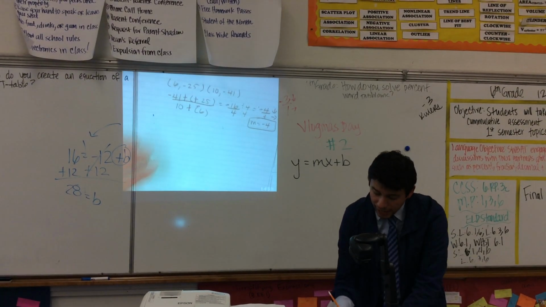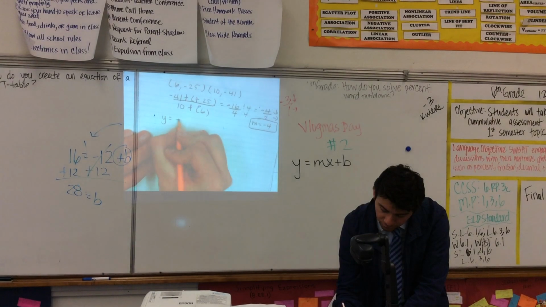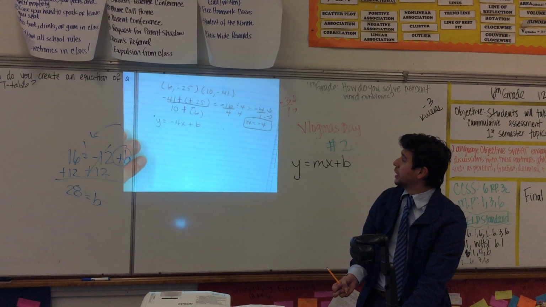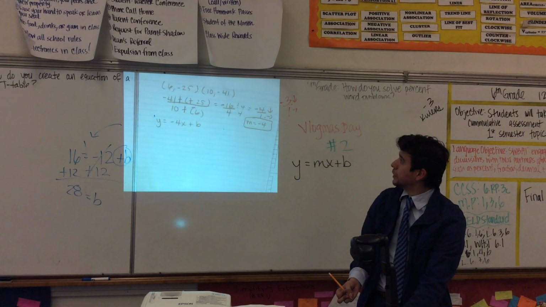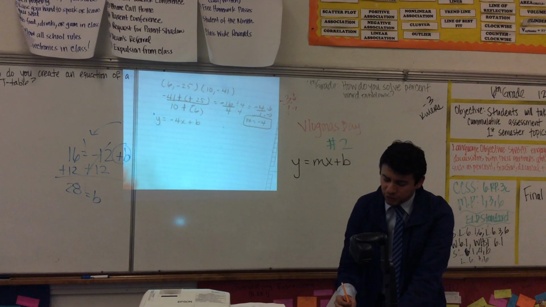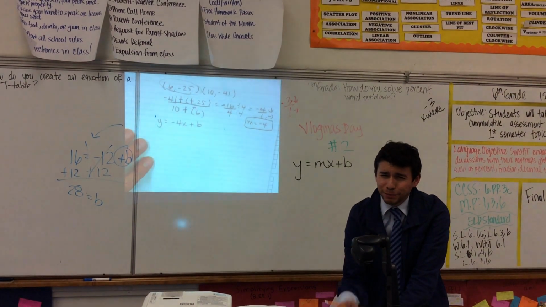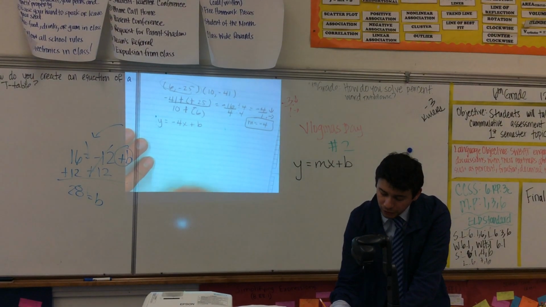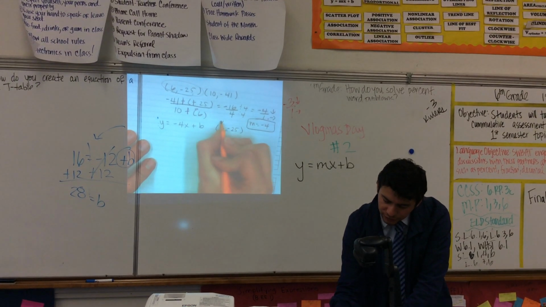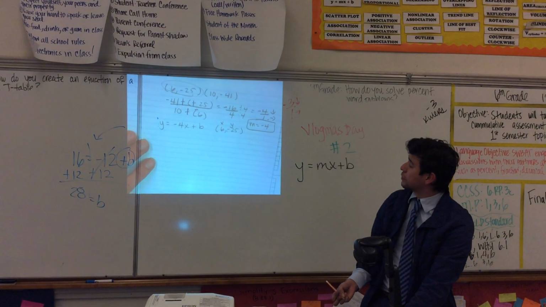Okay, so now I have y equals negative 4x plus b. We're almost there. So let me pick, I'm going to be adventurous. Nah, I'm not adventurous. I'm tired of being adventurous. I'm going to pick the first one. Notice that I always pick the first one. You can pick the second one if you want. So I'm going to pick 6, negative 25. The 6 is your x value. The negative 25 is your y value.